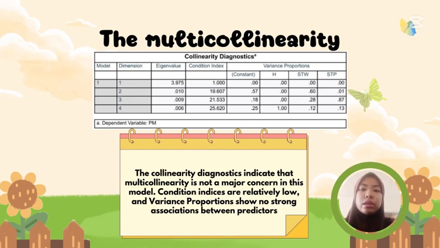This is important because high multicollinearity can make it difficult to accurately estimate the individual effect of the predictors on the dependent variable. To emphasize, multicollinearity can lead to unstable and unreliable regression coefficients. Condition indices and variance proportions are used to assess collinearity. Low condition indices and a lack of strong associations in variance proportions indicate that multicollinearity is not a major concern.